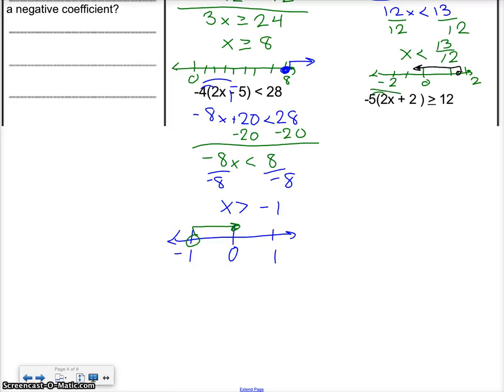Am I going to flip this one? Can you identify if I would flip? Yes. You'll always know if you flip it if the coefficient is negative. So if whatever is sticking to the x is a negative number, you're going to end up flipping. This would be negative 10x plus a negative 10 is bigger than or equal to 12.